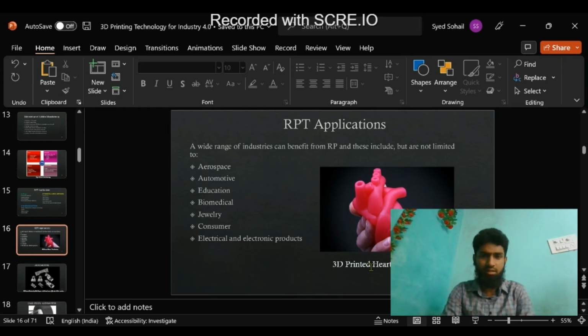Just as an example, this is for medical students, to show how a heart looks. So you can 3D print them. That's where, in the education sector as well, 3D printing is being used.